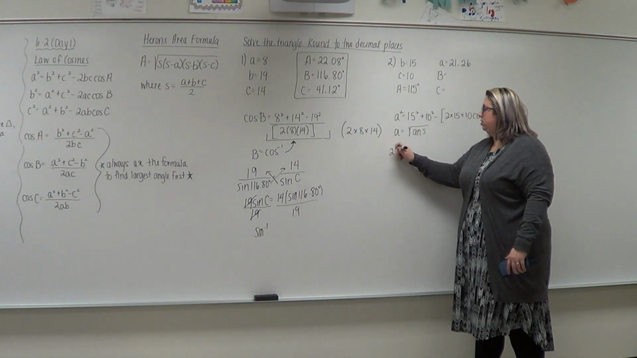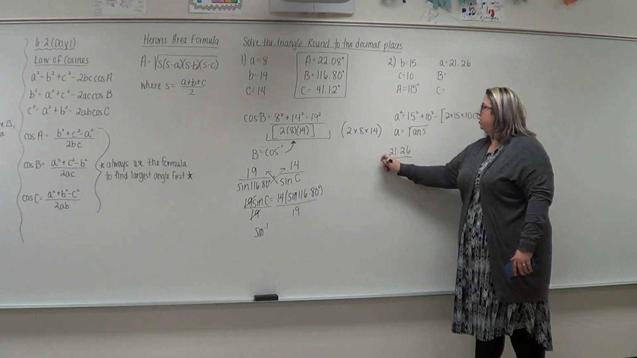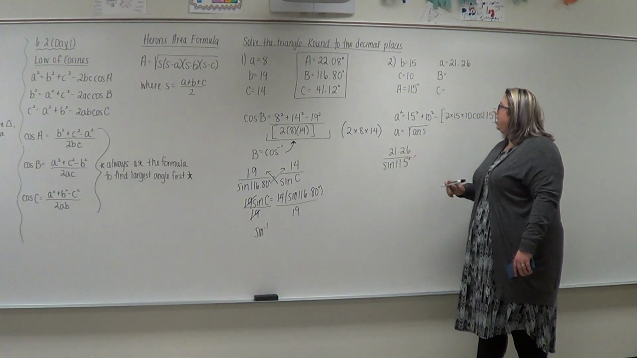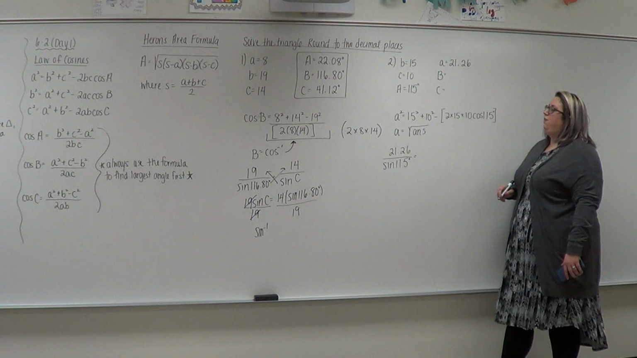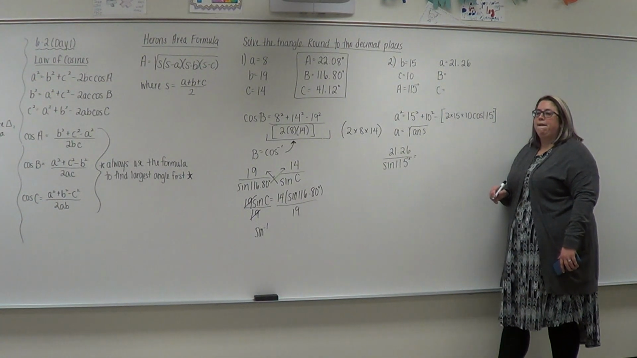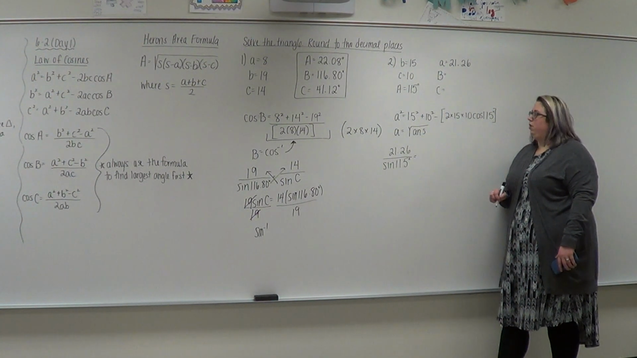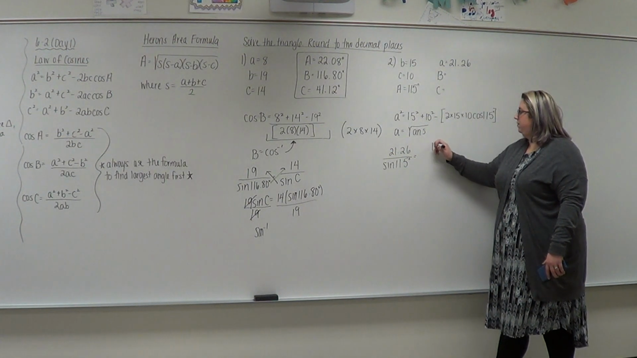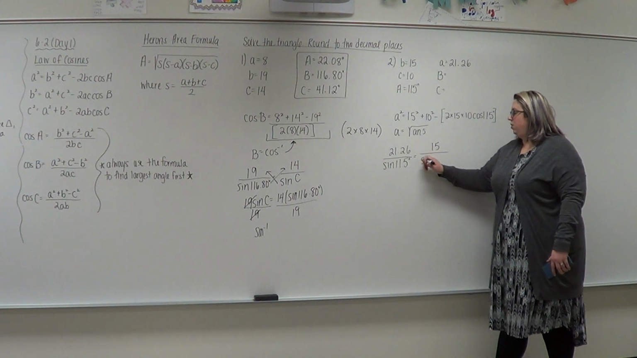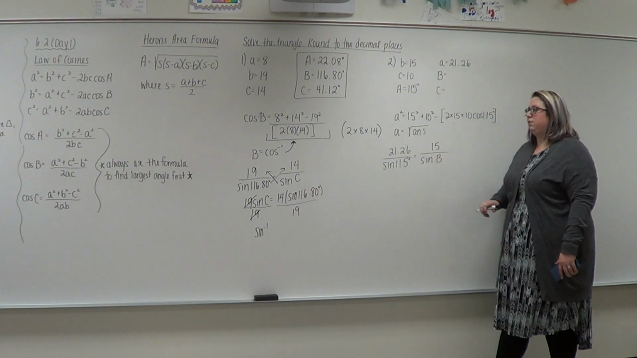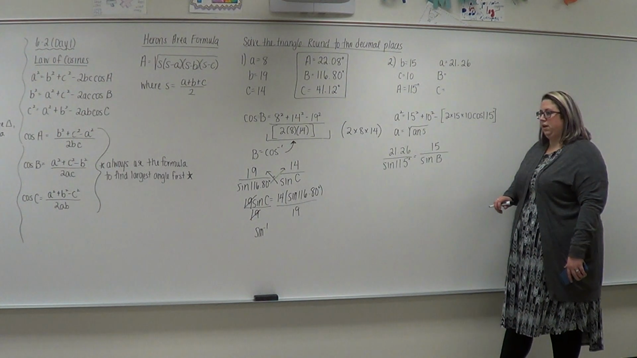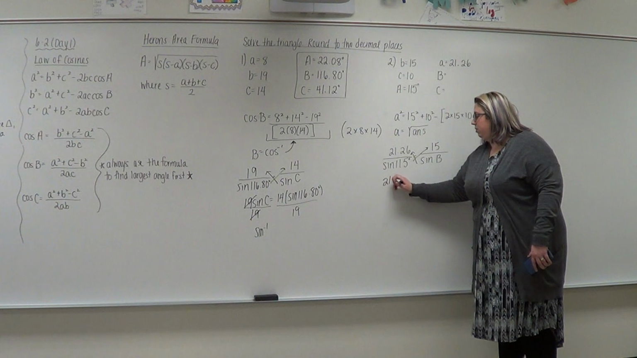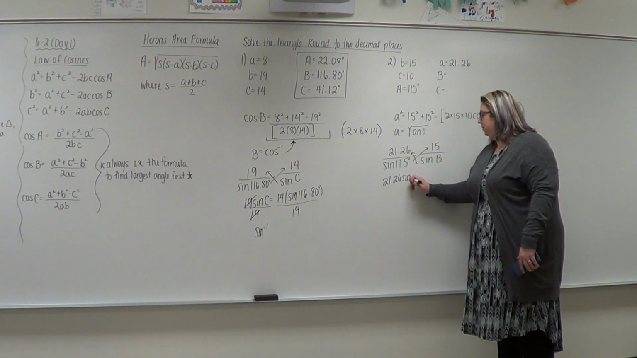Then I use A, because that's what I know, and I'm going to use law of sines. Would I find angle B or angle C next? Angle B, because it's bigger. You always go from largest to smallest. So this would be 15 over sine B, and then you cross multiply and divide. 21.26 sine B.